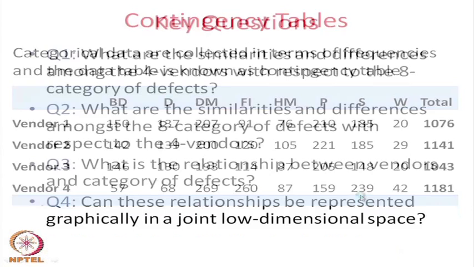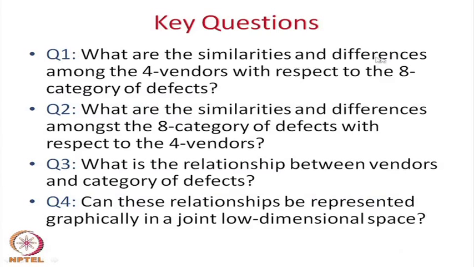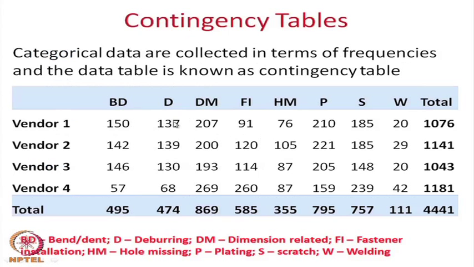What we are saying there is, what are the similarities and differences among the four vendors? So, using these row values, we want to see whether there are differences between vendor 1, vendor 2, vendor 3, vendor 4, whether they are similar or dissimilar. Not only vendor 1 to vendor 4 with BD, or with D, or with DM, or with FI. We are talking about vendor similarity or differences between vendor 1, vendor 2, vendor 3, and vendor 4 in terms of all the defects.